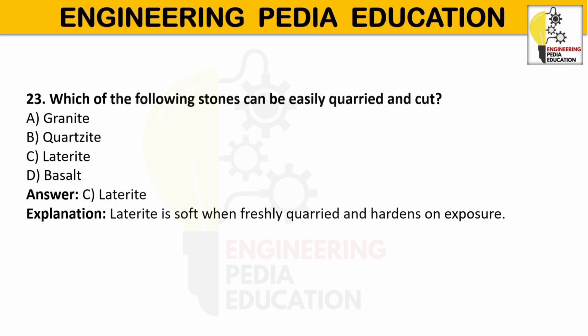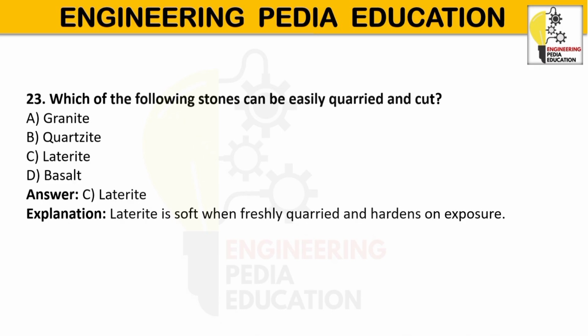It is a sedimentary residual stone formed by the intense weathering in hot and humid regions. It contains iron and aluminum oxide. Properties are reddish brown color, porous and lightweight, soft when quarried, hardened on exposure to air, easy to cut and dress. Uses: building blocks, masonry work, boundary walls, road construction. That is the uses of this laterite rock.